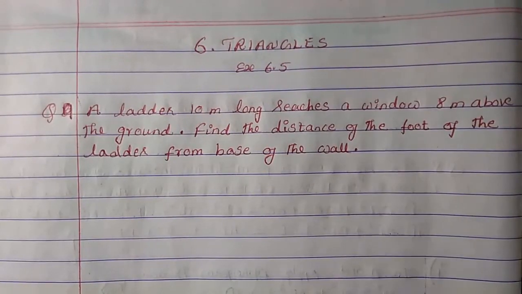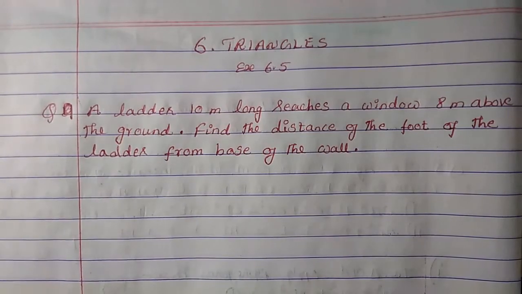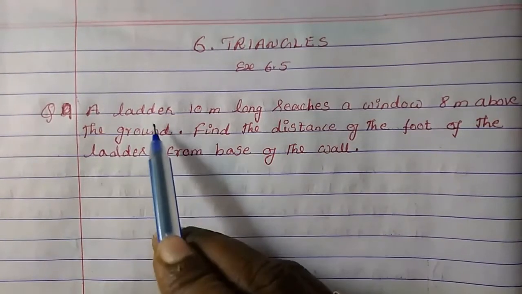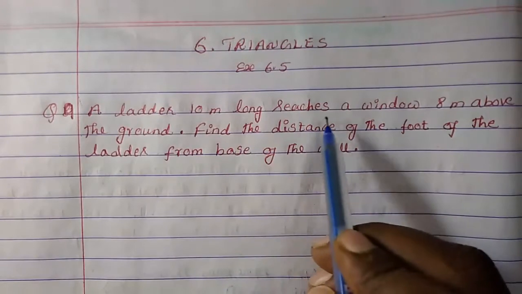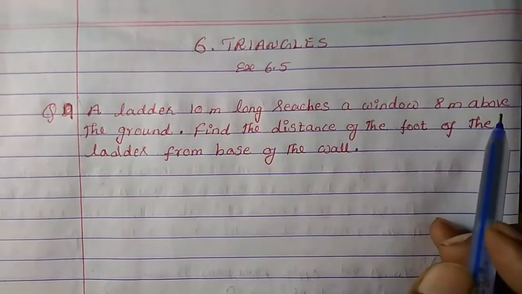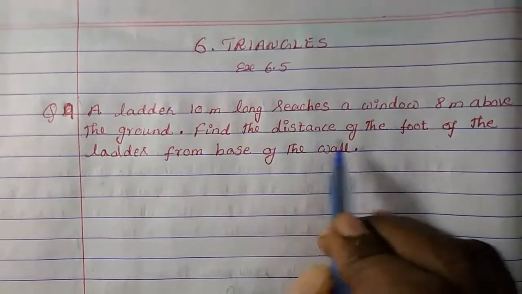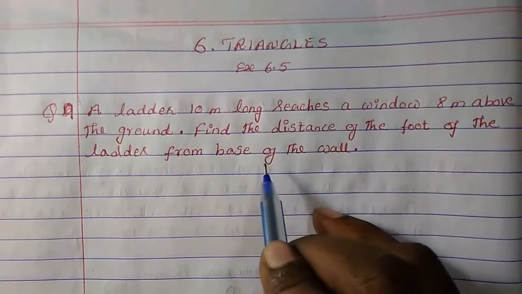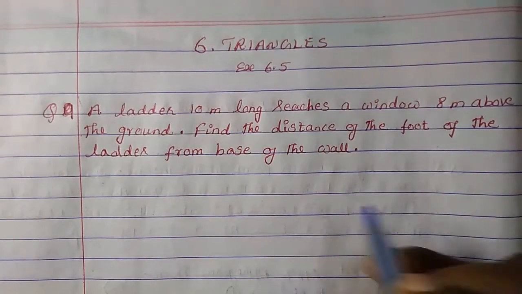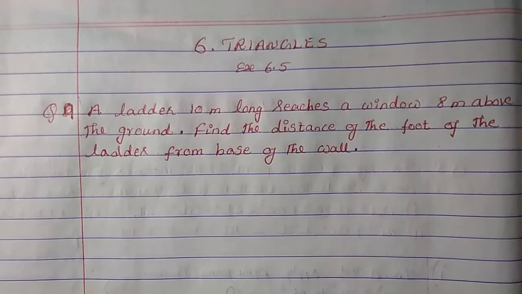Today we are going to study chapter 6 triangles, exercise 6.5, question 9. A ladder 10 meter long reaches a window 8 meter above the ground. Find the distance of the foot of the ladder from base of the wall. Very easy sum. So let's try to understand.